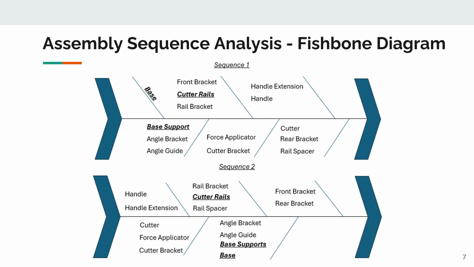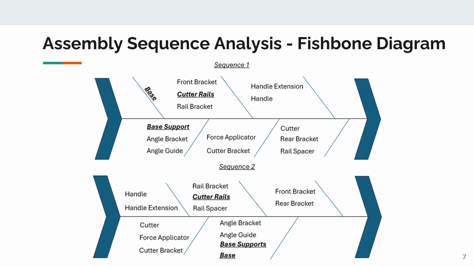Assembly sequence analysis, fishbone diagram. Sequence 1 is for the normal tile cutter, and for that process we start off with the base, some of the base components. We put on the rails and the front bracket, then we put on some of the cutter components, the handle, and we finish it off with the rear bracket, and finally the cutter.